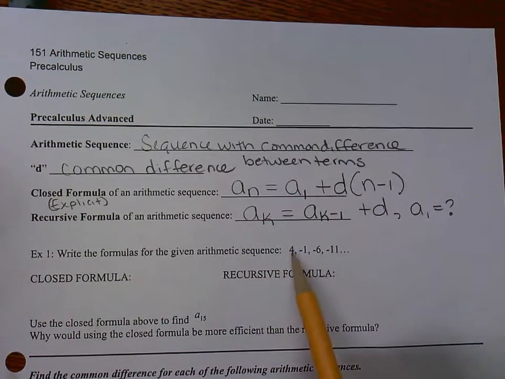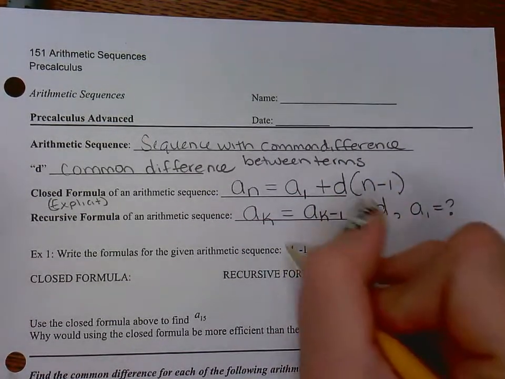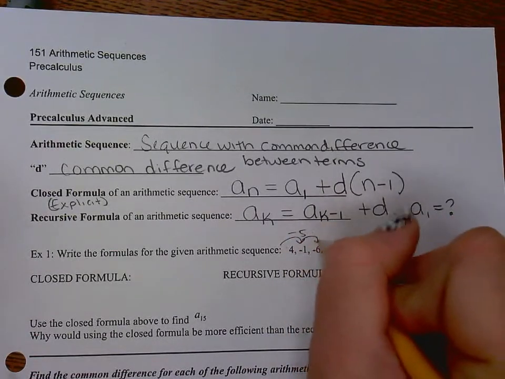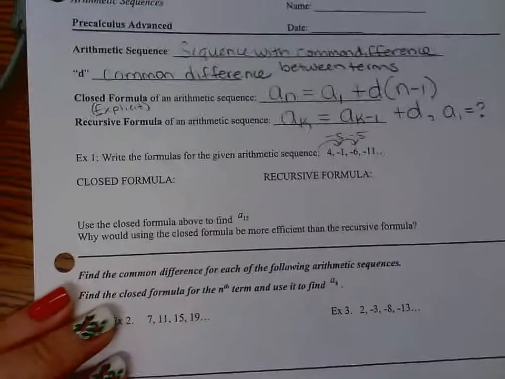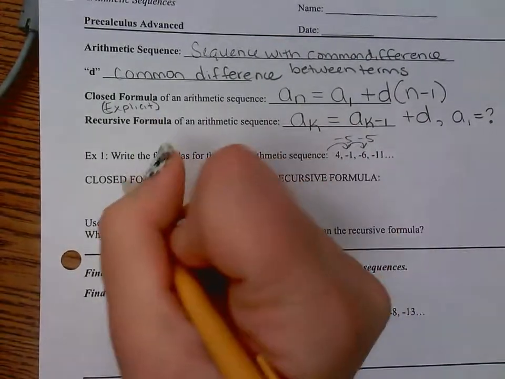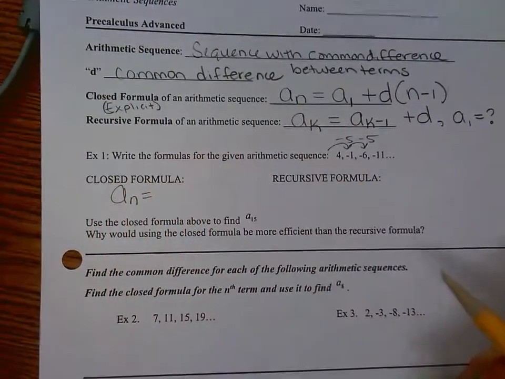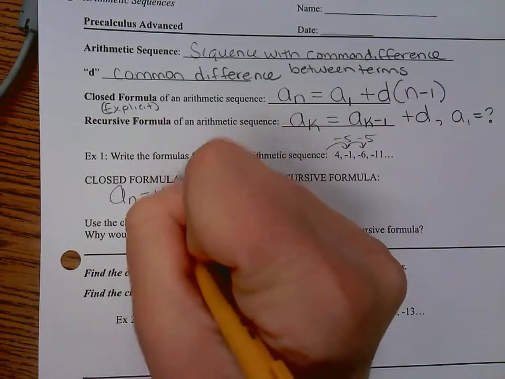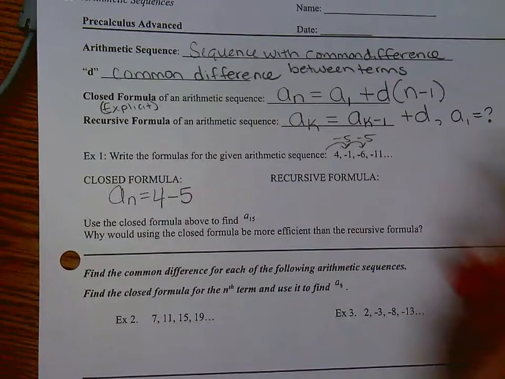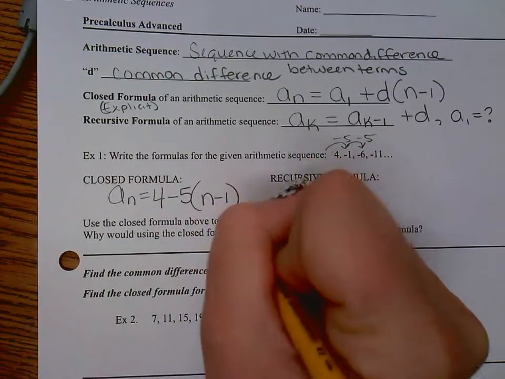So for 4, -1, -6, -11, I think you can see that you're subtracting 5 each time. So your common difference is -5. How would that look as a closed formula? I would say, hey, this is a sequence, so a sub n equals, what term am I starting on? I'm starting at 4, and I'm subtracting 5 n minus 1 times.